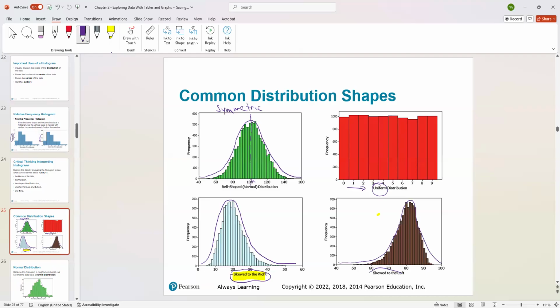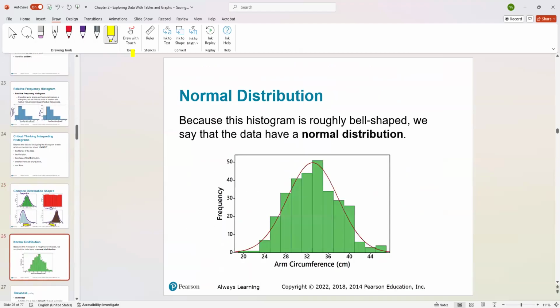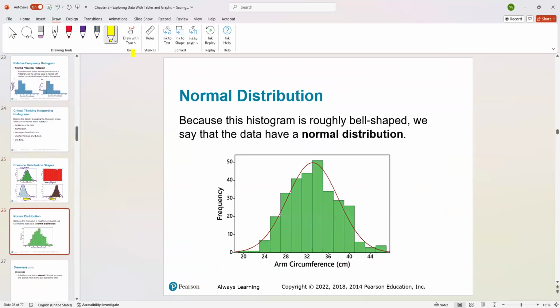See? So we call this one skewed left. Skewed left because the tail on the left is longer, right? So hopefully you can see these four, and you can review them anytime you want, because we're going to ask you anytime what type of distribution a particular graph that you construct in the future is.